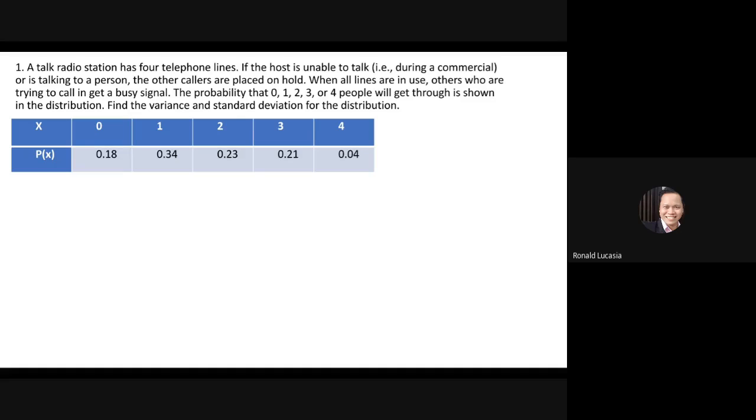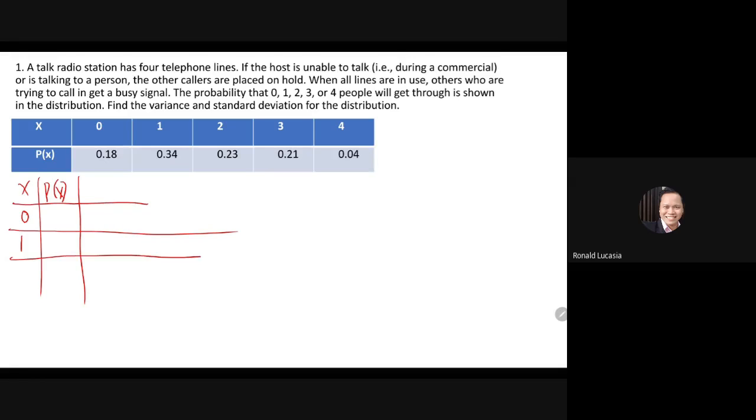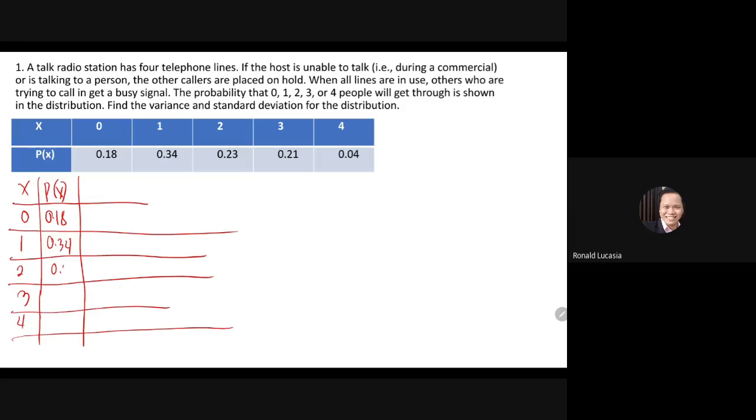The first thing that you are going to do is to construct a table. We have here the probability of x. So probability does not only come in fraction. Sometimes it is given in the form of decimal. So the random variable is 0, 1, 2, 3, and then 4. Then we have here the probability of the random variable: 0.18, 0.34, 0.23, 0.21, and then 0.04. The third column will be to multiply the probability of the random variable and the random variable.